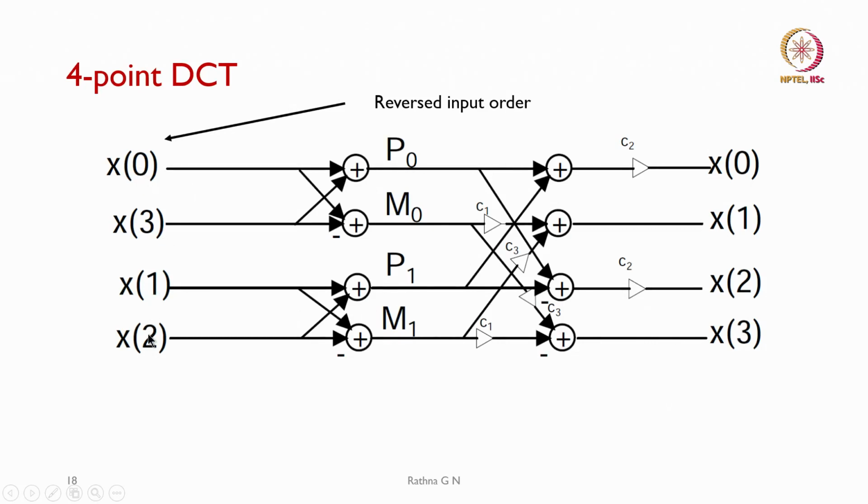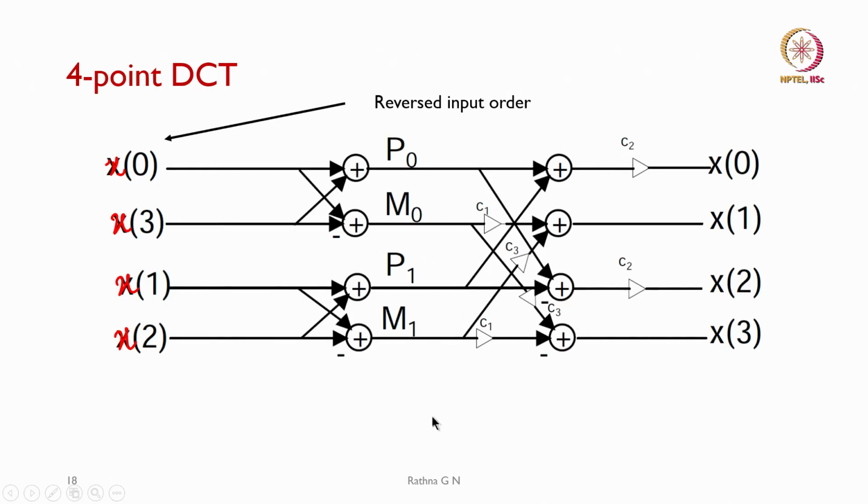The inputs are small x0, x3, x1 and then x2. The output is going to be capital X0, X1, X2, X3, in line with our FFT, as shown by combining these two butterflies.